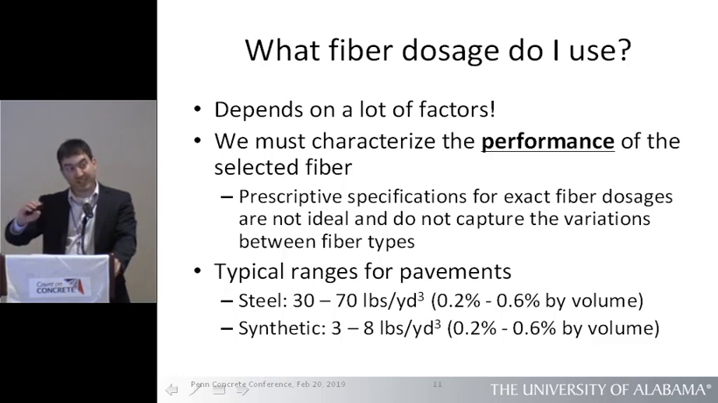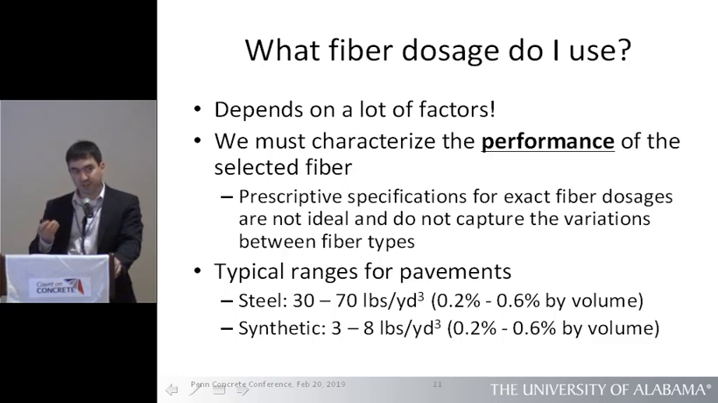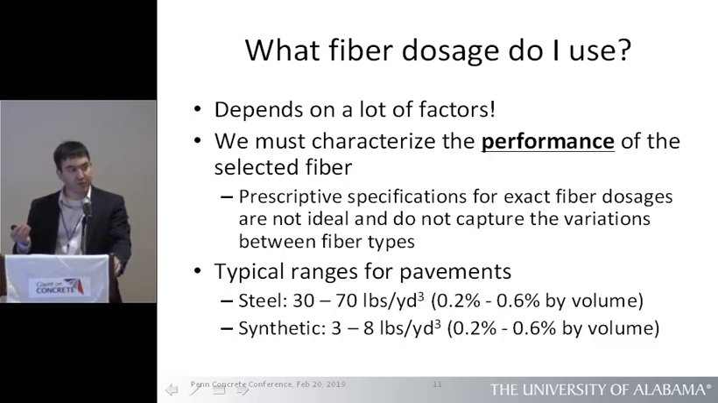More commonly, we specify it either by pounds per cubic yard or by a volumetric percentage. So with steel, because steel weighs more than plastic, to get the same volume we typically add more, and we're in the range of 30 to 70 pounds per cubic yard for pavements. I know Missouri has done a bridge deck that went up to, I think, 80 or 90 pounds per cubic yard. So these are just general ranges. Synthetic fibers, because they're lighter, to get the same volume replacement, we can get by with 3 to 8 pounds per cubic yard.